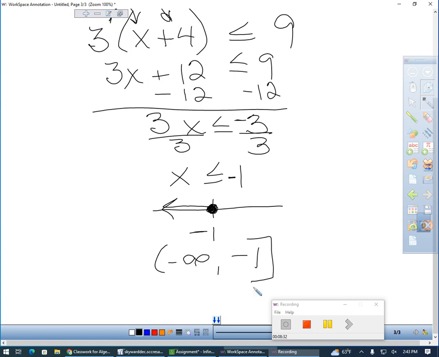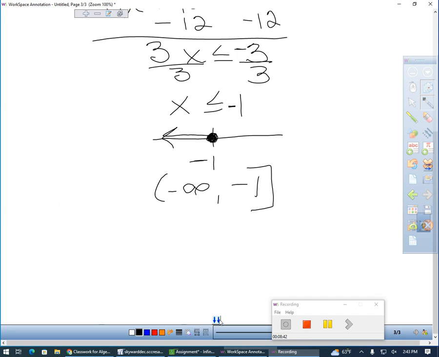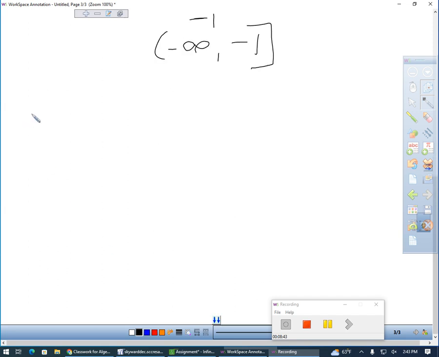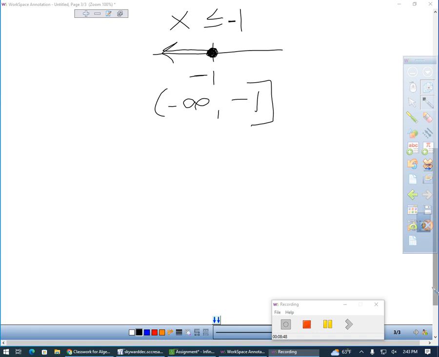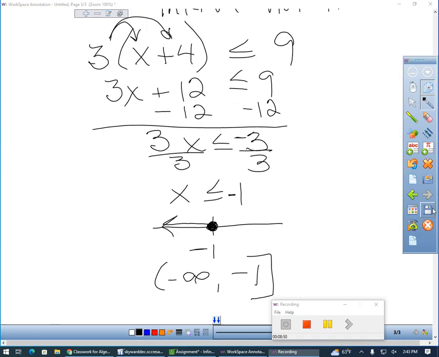All right. Try another one. Example number 3. Go ahead. What's your question? No, I need to stop. Okay. Yes, that's when you divide by a negative. Yep. You're welcome.